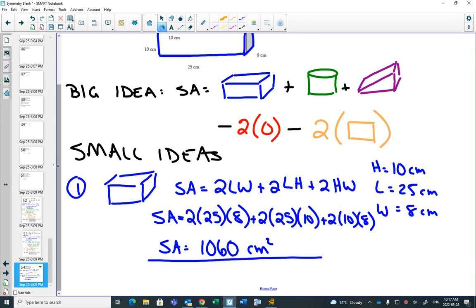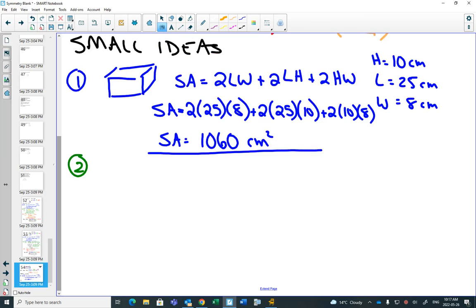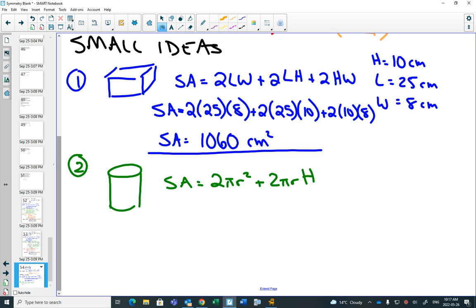Number 2. Are you doing the cylinder? Cylinder next, surface area, 2 pi r squared plus 2 pi r h. Look at the picture. Our height is 4 centimeters, and the radius is 6 centimeters. Notice that this time they didn't show us the diameter. They just gave us the radius directly.